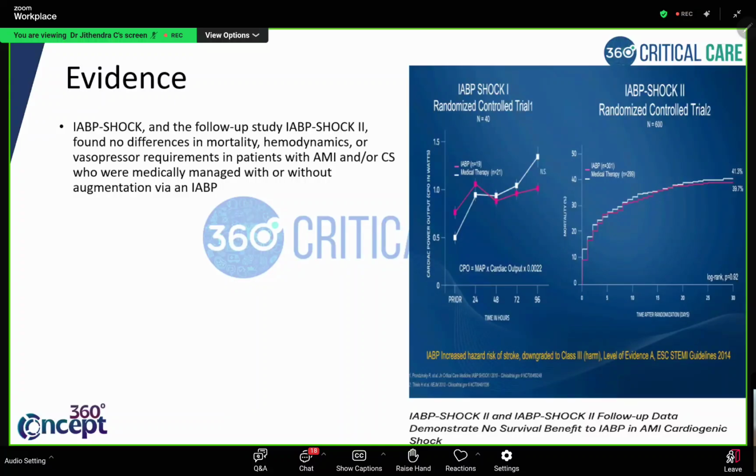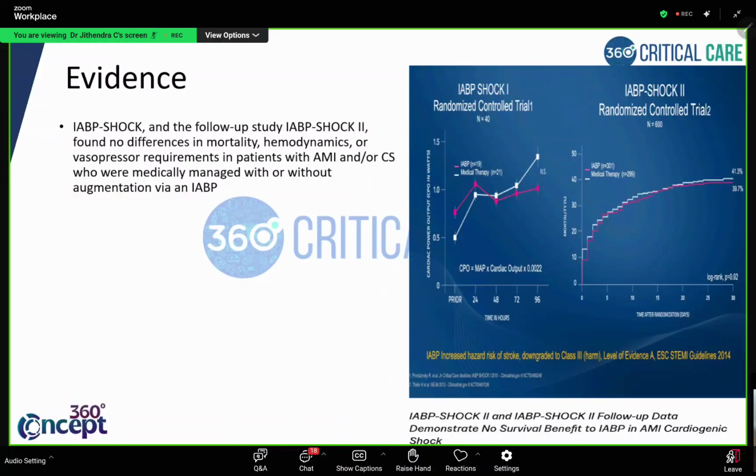For any therapy, any mechanical circulatory support device which you use in cardiology, they'll ask you about the evidence. The common evidence, which you all know about, is the IABP Shock 1 and Shock 2 trials. The bottom line was there was no survival benefit. This was done in 2014, and they downgraded it at that time. There was a higher recommendation for using IABP in acute MI patients with or without cardiogenic shock, initially class 1 or class 2.